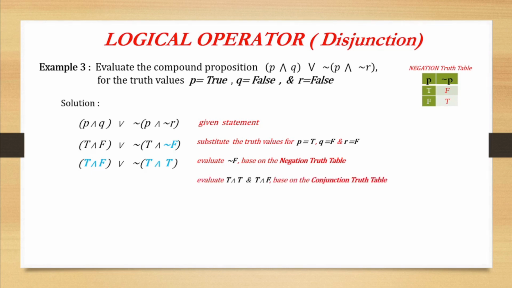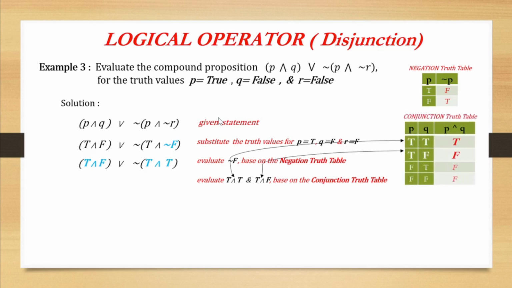And the next thing we need to do is evaluate the logical operators inside the parentheses. So we have to evaluate true and true, and also the conjunction of true and false. Based on the conjunction truth table, when P is true and Q is true, the conjunction of P and Q is true. And when P is true and Q is false, the conjunction statement P and Q is false. So as we update our statement, it becomes false or negation true.